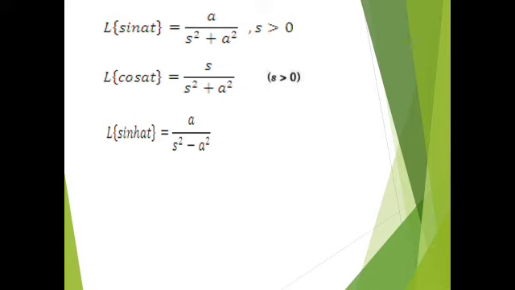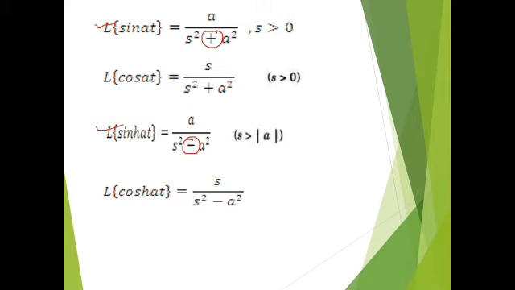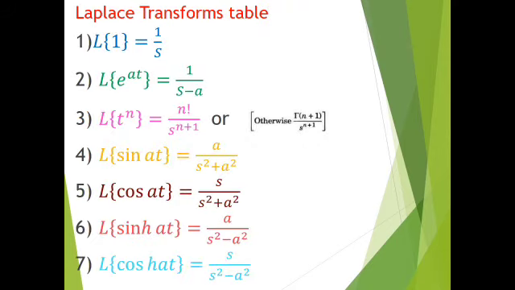Please remember, sin at and sin h at. Here we are using the operator plus, and here is the minus operator. Otherwise both are similar. So next formula is cos h at equal to s upon s square minus a square. If we learn by heart these 7 formulae, we will be able to derive 54 other formulae. In GATE examination, one question will definitely come from this topic.